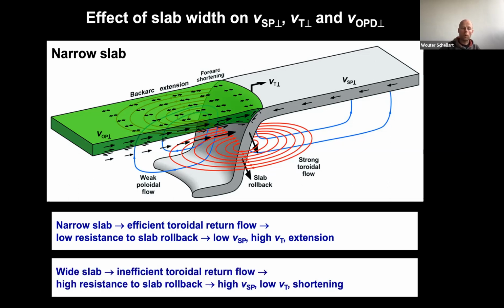Now, if we have a very wide slab, so this subduction zone would be much wider, then expect toroidal return flow to be quite inefficient, simply because the pathway from the subslab into the mantle wedge would be much larger because the slab is very wide. So we have inefficient toroidal return flow, high resistance then to slab rollback. So this would promote subduction through VSP, right, through trench with subducting plate motion. It would promote a low trench velocity, and thereby it would induce shortening in the overriding plate. Well, that's the general idea.